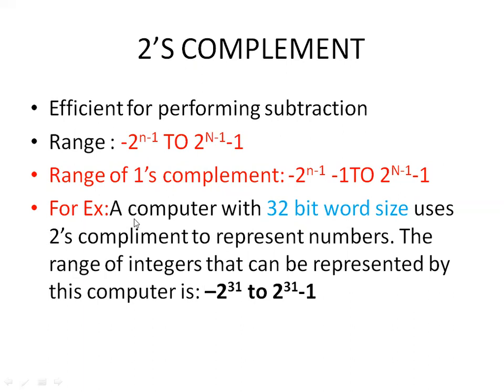A computer with 32-bit word size uses 2's complement to represent numbers. The range of integers that can be represented by this computer is dash. Okay, here we have to find the range of 2's complement for the given bit size. So what about the word size here? It is nothing but 32-bit. So now we have to substitute n. So n is 32 bit, as we all know.